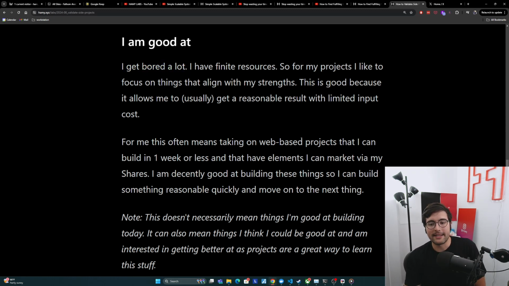And for me, this often means taking on web-based projects that I can build in 1 week or less, and that have elements that I can market via my shares. And this is useful to me both so I can market whatever I built in 1 week, but also because it gives me littler milestones that I can work towards, so I get less bored and things actually are built and shared with the world.